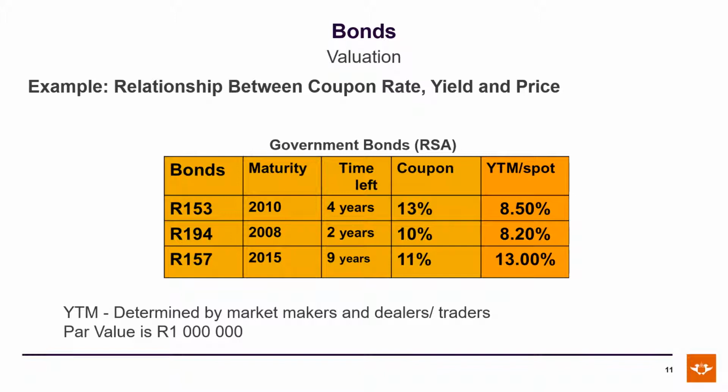If the yield is equal to the coupon rate, then the price of the bond is equal to its par value. If the yield is greater than the coupon rate, then the price trades at a discount to par value. And if the yield is less than the coupon rate, then the price of your bond trades at a premium to par value. Very important.